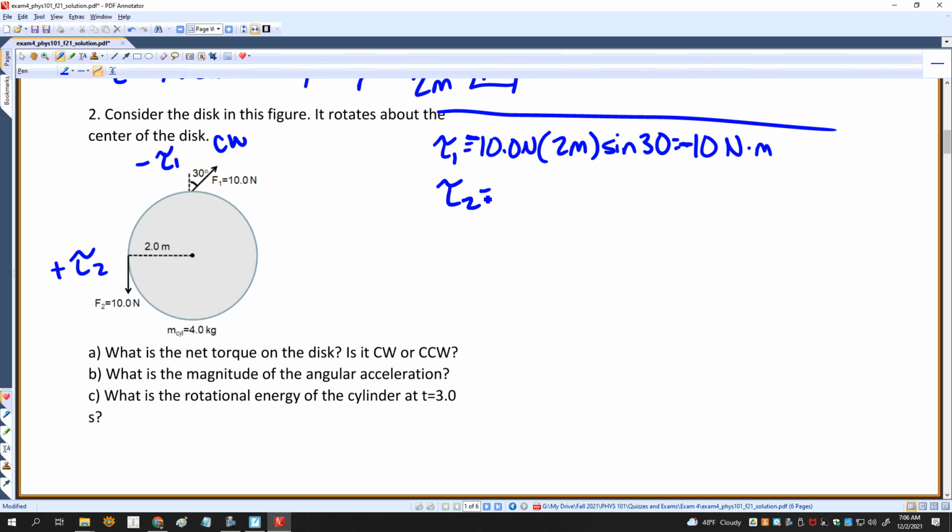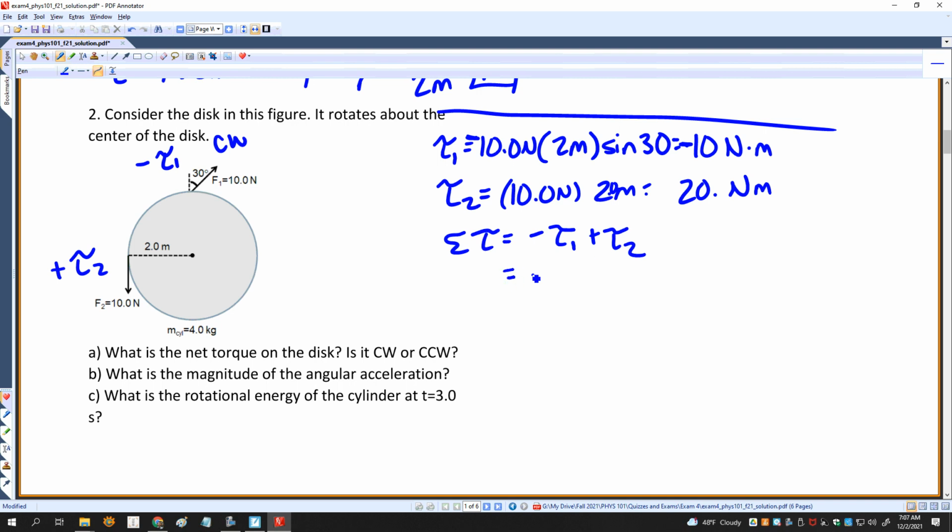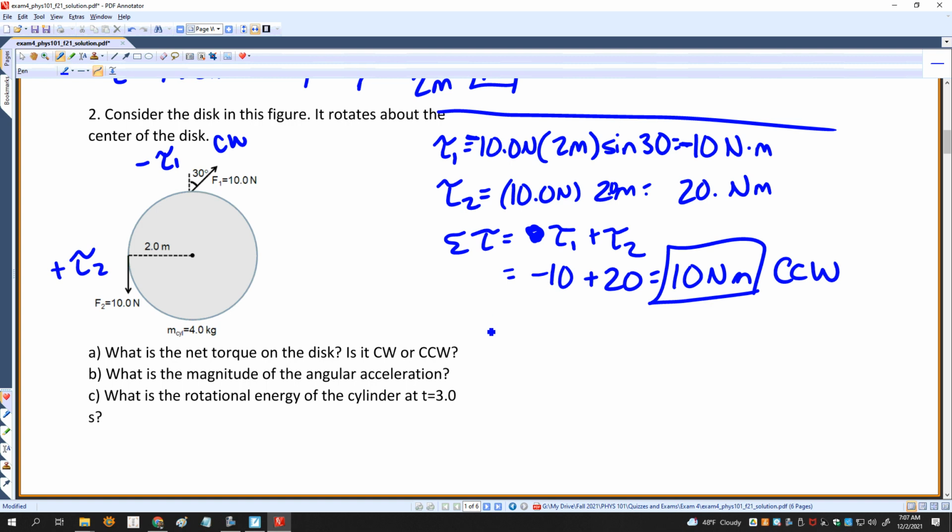And then torque 2 is going to be 10 newtons times 2 meters. That's going to be 20 Newton meters. So the sum of all these torques is going to be negative torque 1 plus torque 2. That is negative 10, but we'll carry down that negative from the negative 10. It just denotes that it's clockwise. Plus 20, that's 10 Newton meters. So that's my net torque, and it is a counterclockwise torque. And I want to know what is the magnitude of the angular acceleration. This is B.